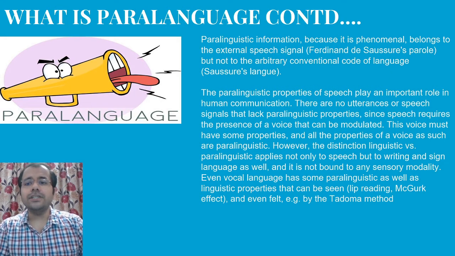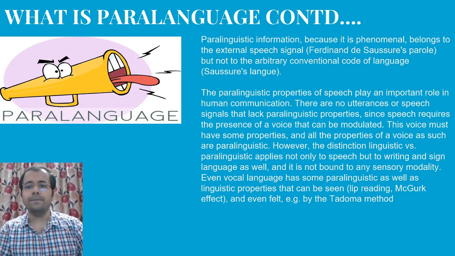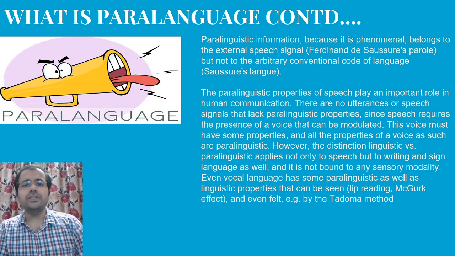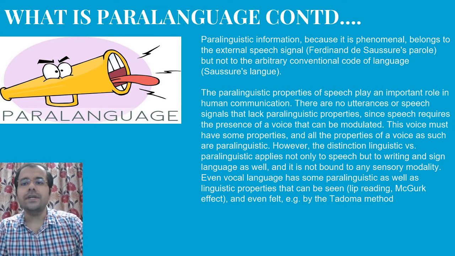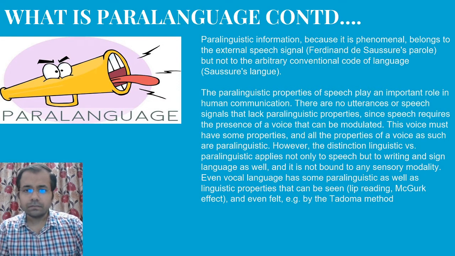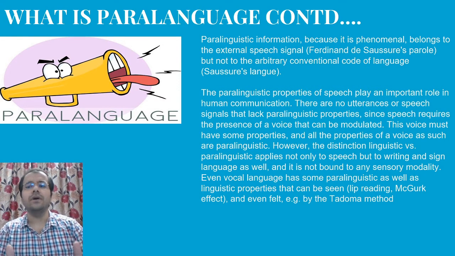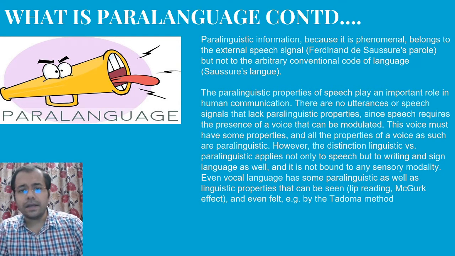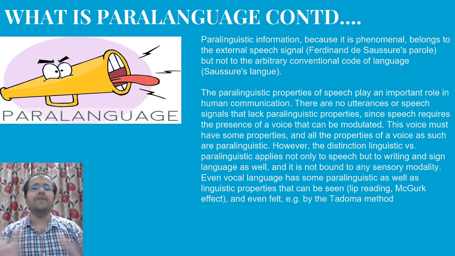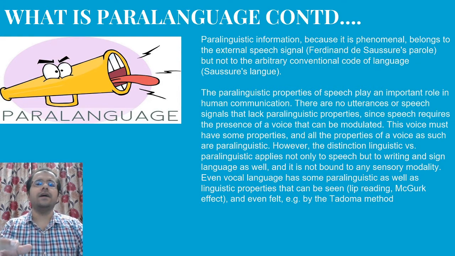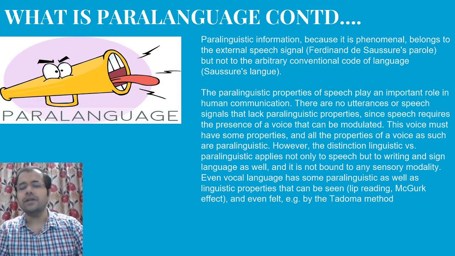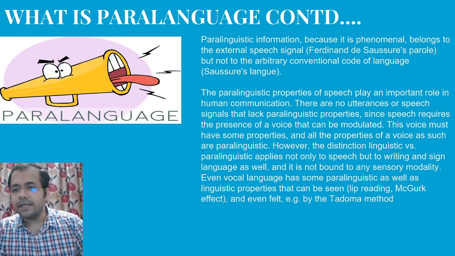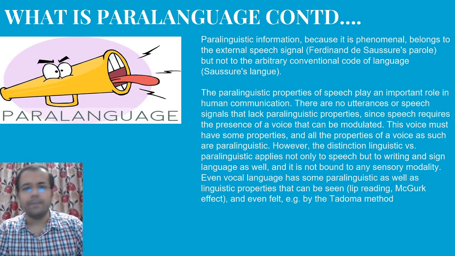Paralinguistic information is a phenomenon that belongs to the external speech signal, the parole, but not to the arbitrary conventional code of language. In the words of Ferdinand de Saussure, it is not a conventional way of delivering a particular thought. It is basically something which belongs to an external speech signal aspect. It is something that happens automatically.